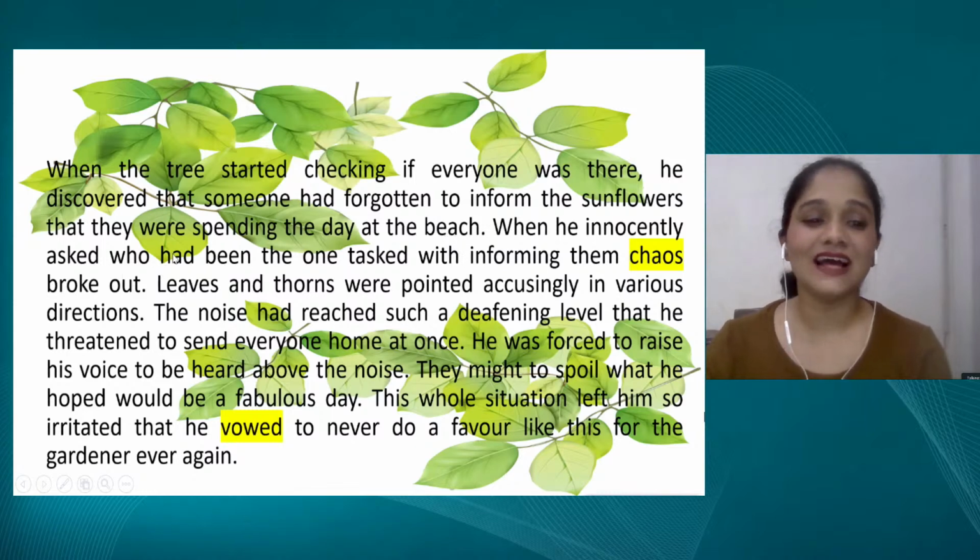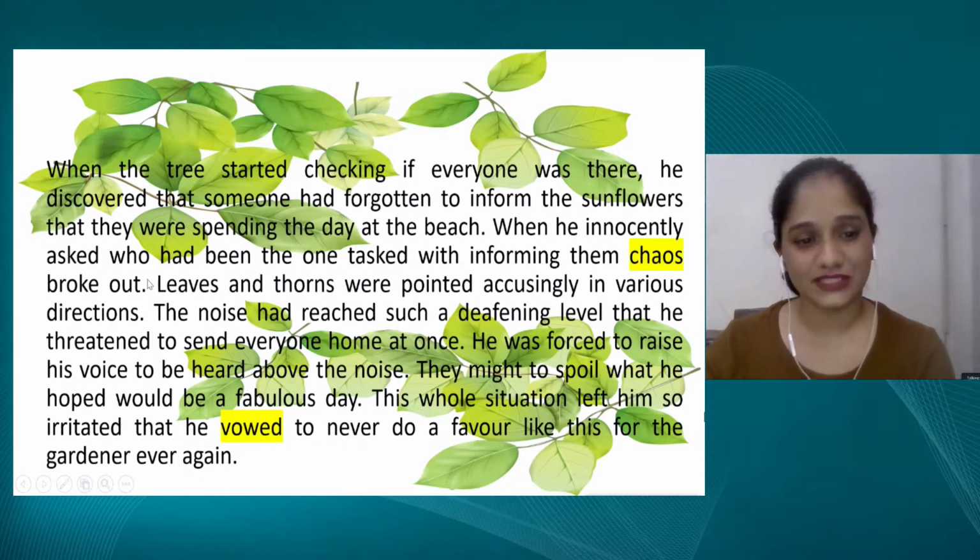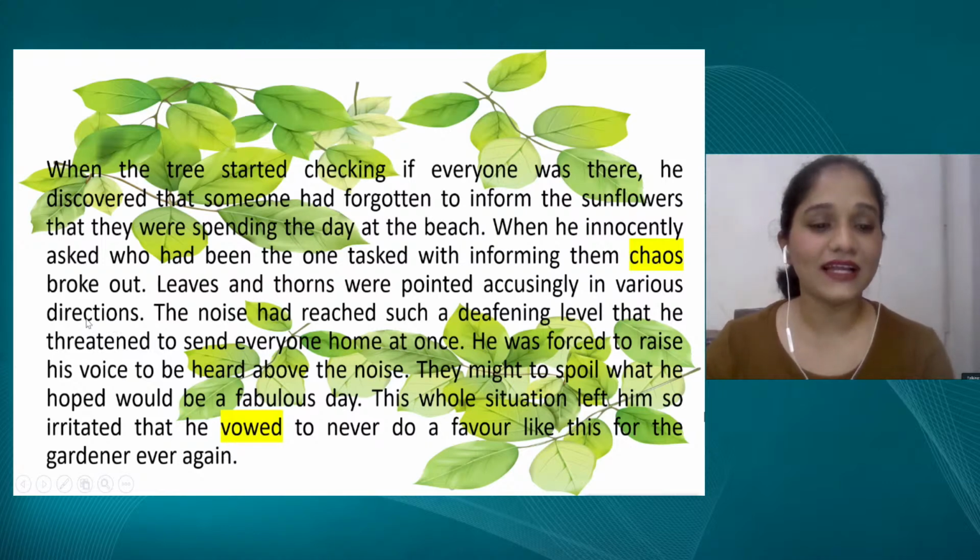When he innocently asked who had been the one tasked with informing them, chaos broke out. So the flowers had been told to tell each other and be present for the trip. Leaves and thorns, which are like their hands and arms, were pointed accusingly in various directions. So everybody tried to blame each other for forgetting who had forgotten to inform the sunflowers.